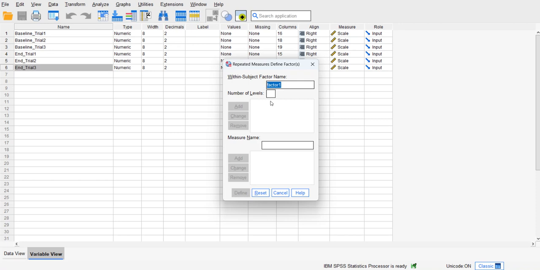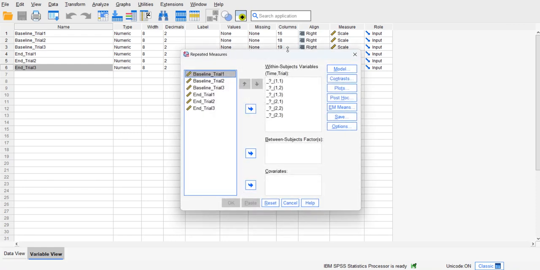So for this one, we're going to say time. And for that, we have 2 levels. So it's essentially saying how many times do you measure something over time. So we have baseline and we have end. If we had baseline, mid, and then end, we'd have 3 levels. But we only have basically the start of exercise and the end of exercise. And then we have 3 trials, so we can just call this factor trial. And we've got 3 levels. If we had 10 trials, we'd have 10 levels. And then you press define.